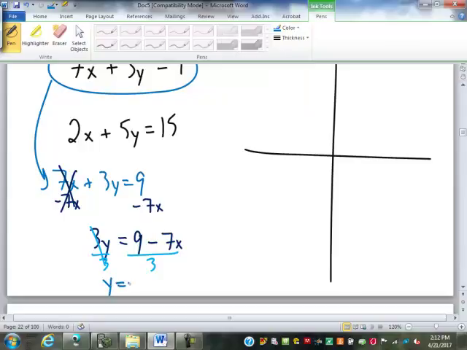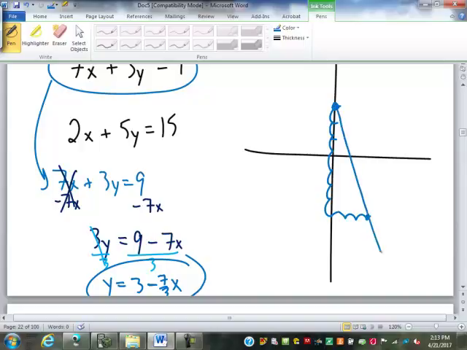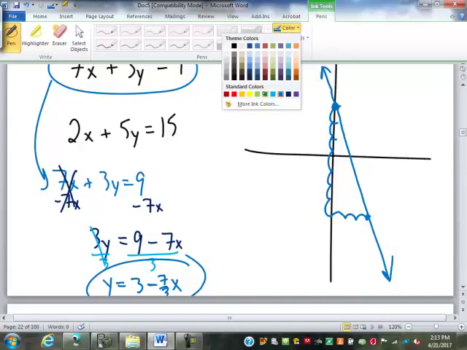We've got y equals 9 divided by 3, which is 3, and negative 7x divided by 3, negative 7/3 x. Okay, so when we go to graph that, where do we start? Positive 3, and from there we go down 7 and over 3. So there's that graph.